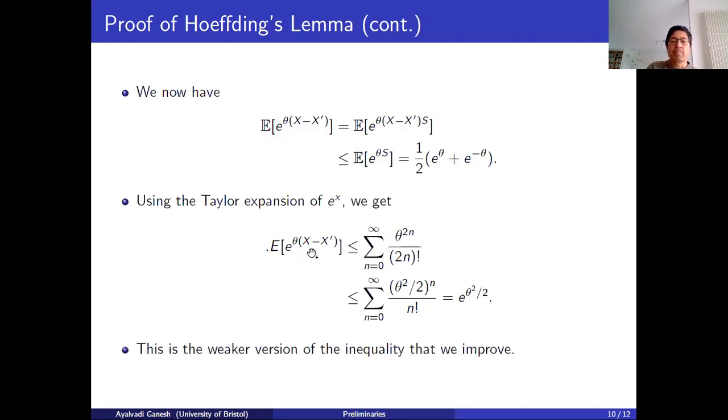And earlier we showed that the expectation of e to the theta (x minus mu) is bounded above by this. And so it is also bounded by e to the theta squared over 2. And this is what we wanted to prove. Not improve, prove. Okay. The original inequality is theta squared over 8. That's hard to prove. We set out to prove the weaker inequality theta squared over 2, and we have proved that. So that completes the proof of Hoeffding's lemma.